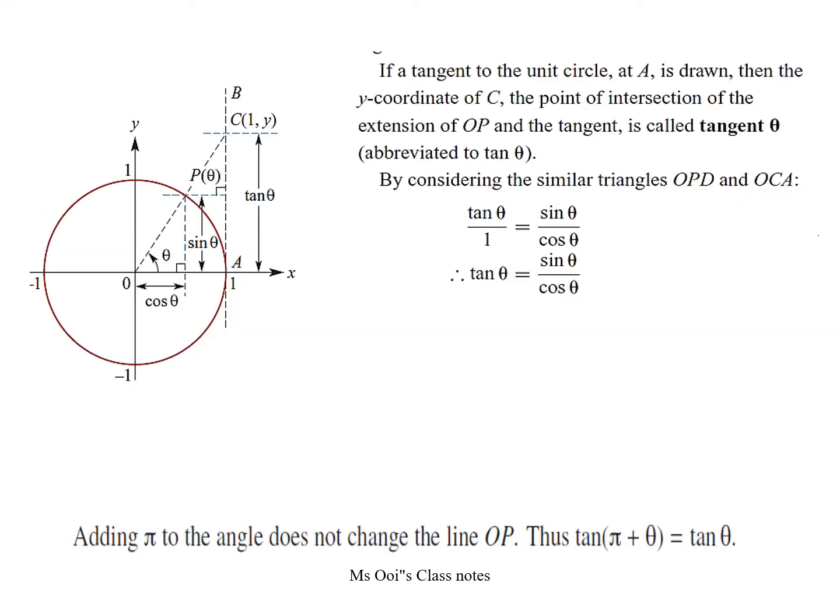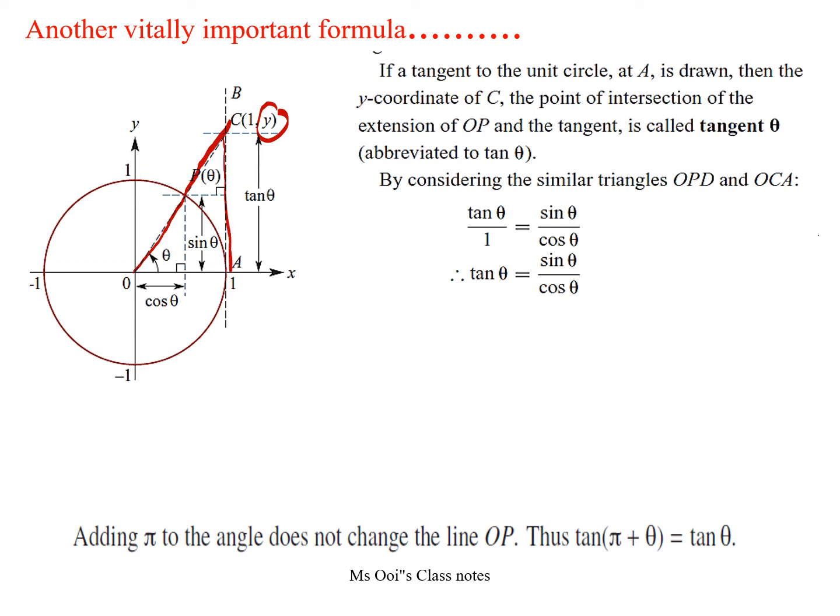Okay, let's look at another important formula. If a tangent to the unit circle at A is drawn, then the y coordinate at C, which is the point of intersection of the extension of OP, extend this until it meets this tangent line. That distance from point A to C is called tangent theta.